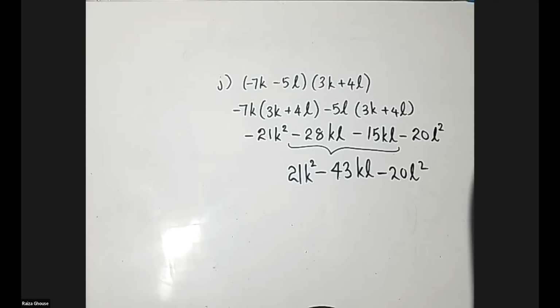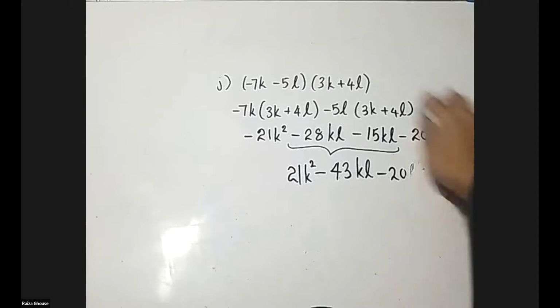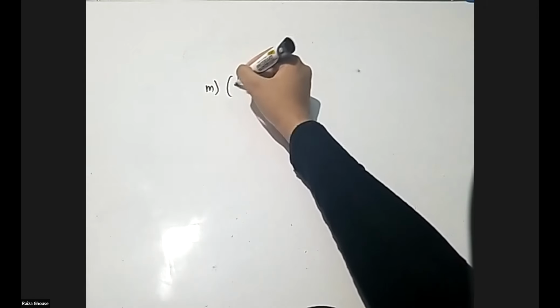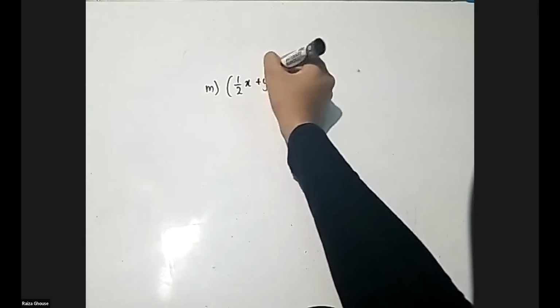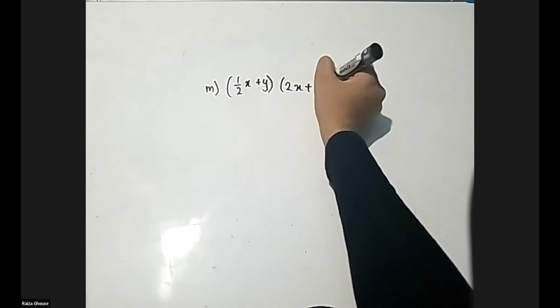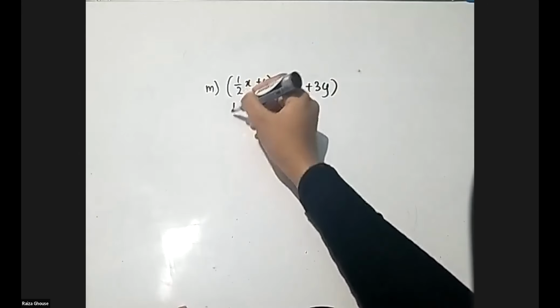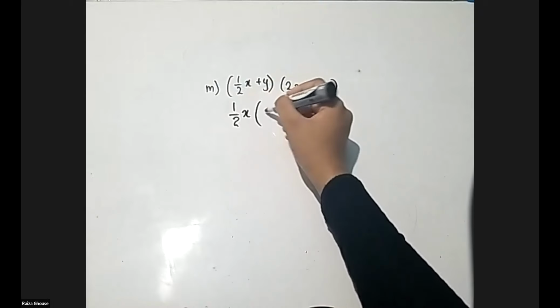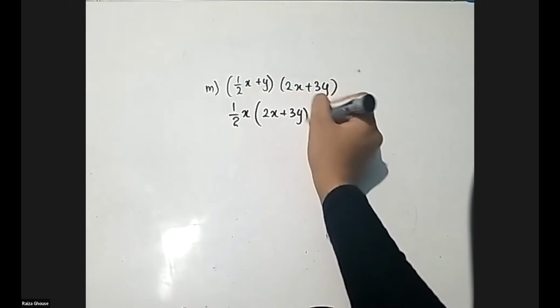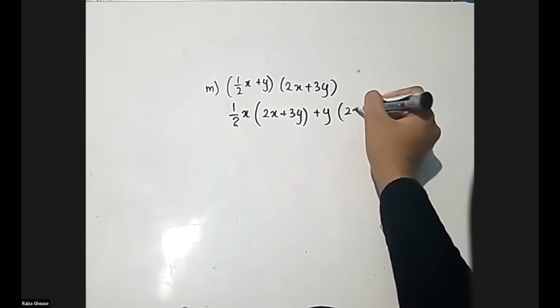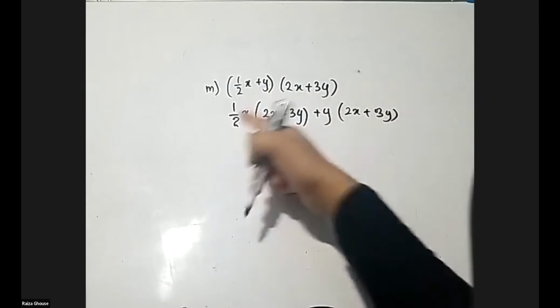Right, now I'm going to go into the M part, the fraction part. I'm going to clear the board. M part, look at the board. Half x plus y and 2x plus 3y. Now I'm not going to do the cloud and all. Listen carefully. Half x into 2x plus 3y plus y into 2x plus 3y.